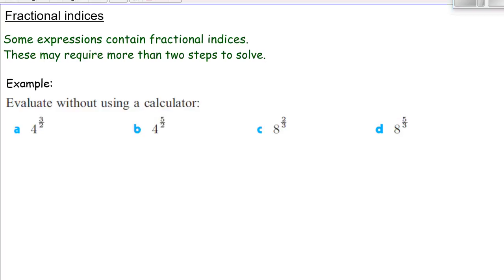I am now going to look at fractional indices. Some expressions can contain fractional indices. If that happens, we need to use a different mathematical process that may involve more than 2 steps to solve. And I'm going to explain that using these examples here. So I'll start with the first example here.